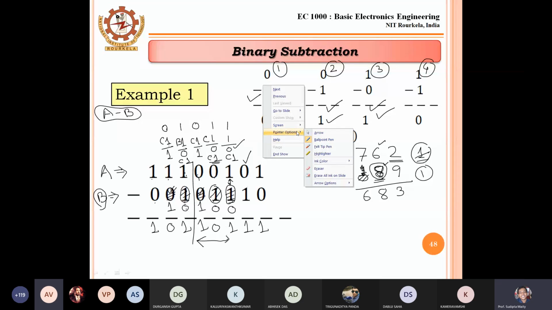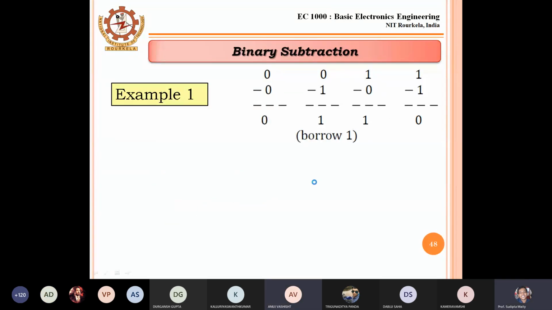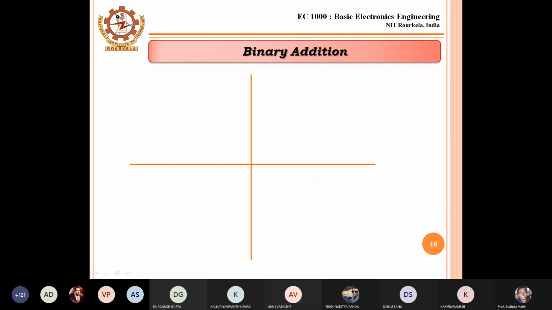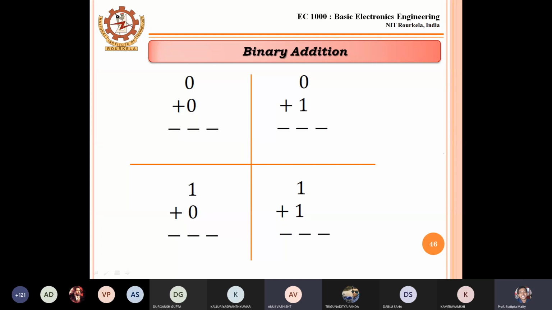Sir, can you show slide number 47 firstly for once? It is 47, addition. You should have made the notes, na? You should have made the notes, the slide moves fast.